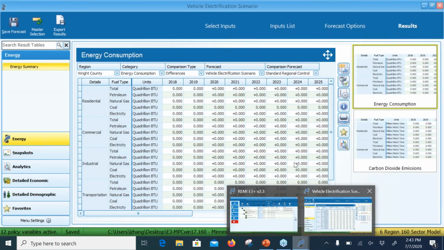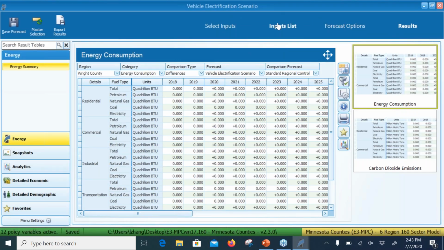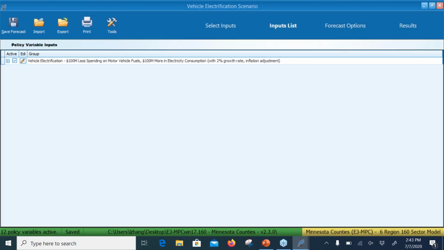So the simulation I have for you today looks at a vehicle electrification scenario where we have $100 million less spending on motor vehicle fuels and $100 million more in electricity consumption. So basically, because people are switching to electric vehicles, they're spending less on gas and more on electricity for charging their cars.